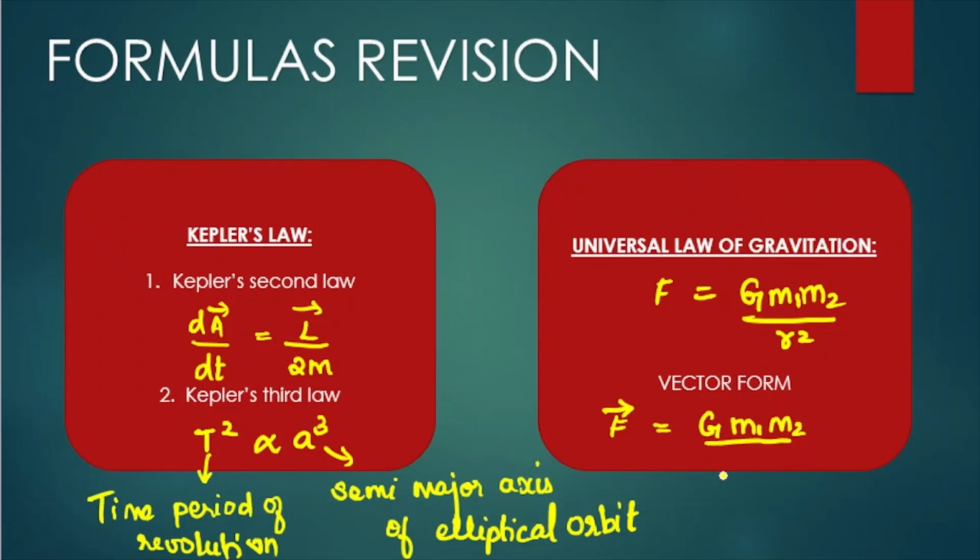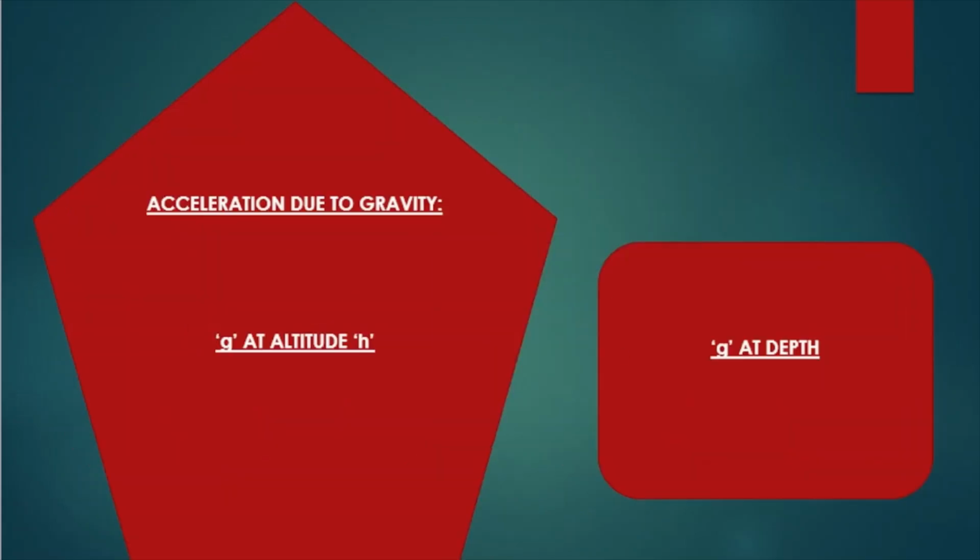So what does this r cap stand for? R cap shows the direction for us. Your masses are scalars, so they do not come under vectors, and you are not showing any vector representation for mass. So that r cap is present for showing the direction, remember that.